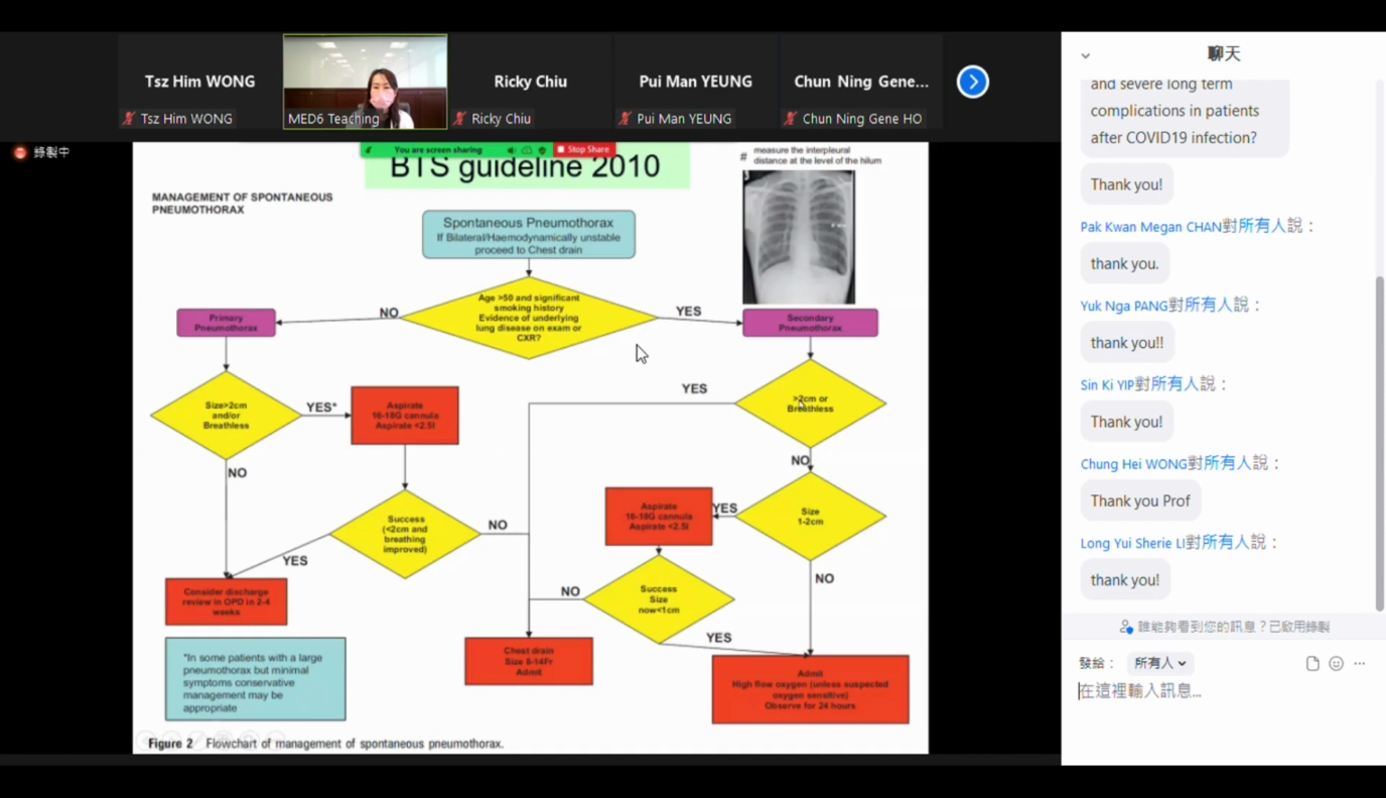On the contrary, if the patient has a big pneumothorax, more than 2 cm, or the patient has symptoms, then we have to go to chest drain right away. If it's less than 1 cm and without symptoms, we will admit and observe. So the difference is that for secondary pneumothorax, because the patient is older and the lung is not healthy, we have to admit the patient anyway.